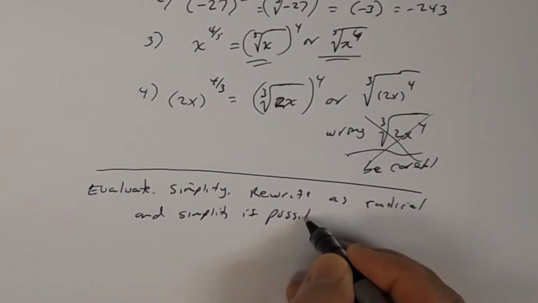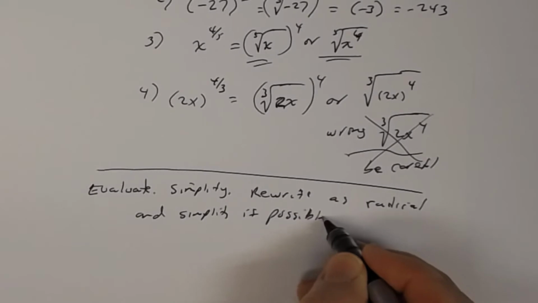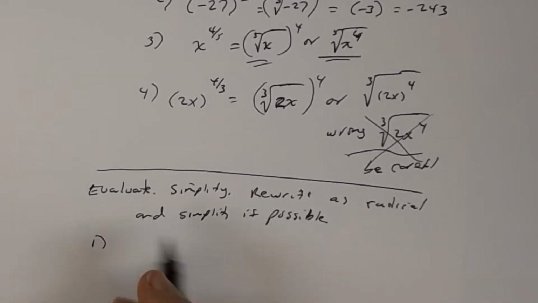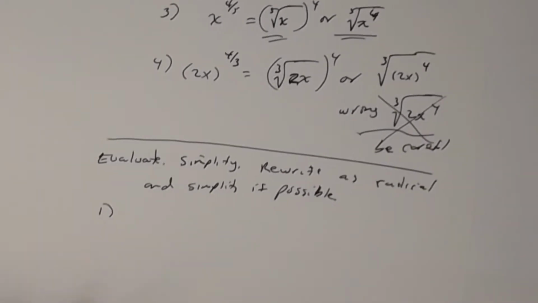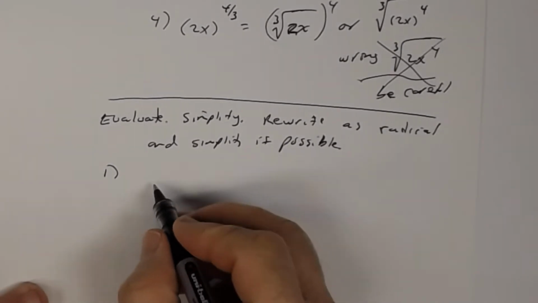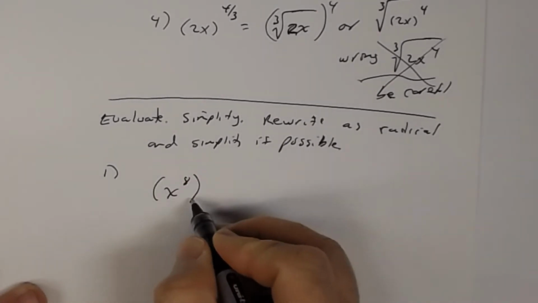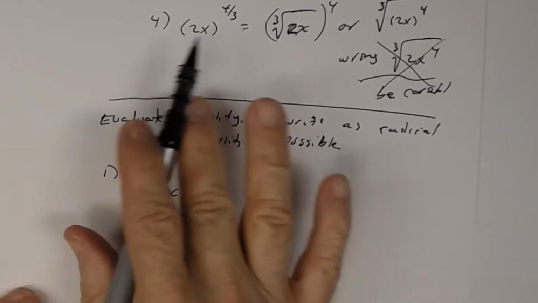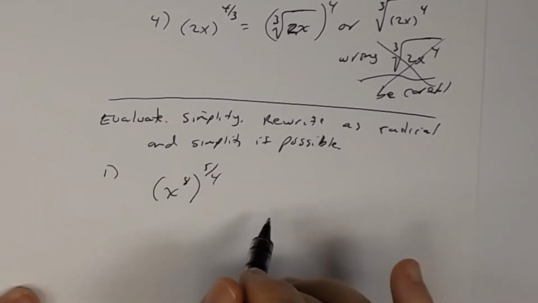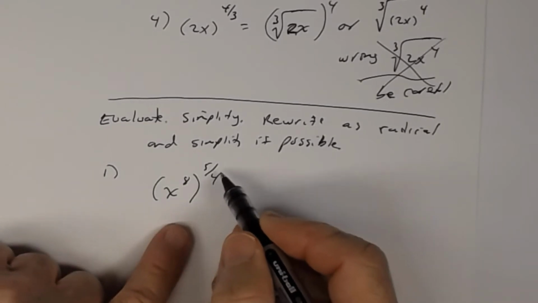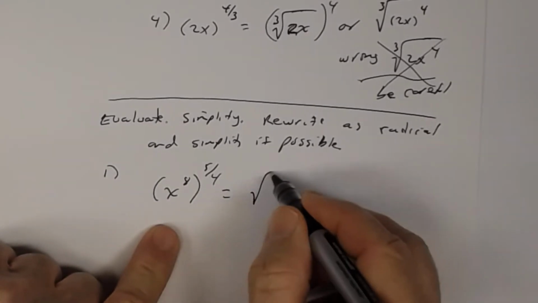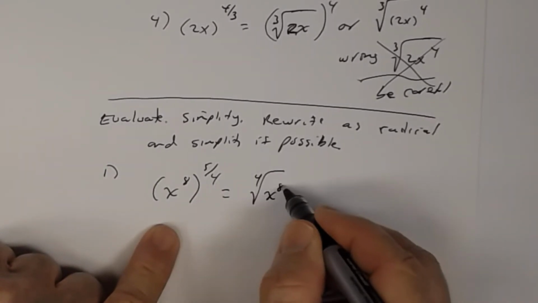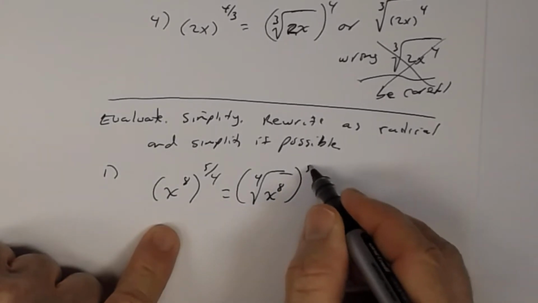All right, now simplify if possible. Okay, so look at number one. We'll write this number one since this is the new stuff. We have x to the eighth raised to the 5/4 power. Just like we did in the previous examples, the denominator is your index, so that becomes the fourth root of x to the eighth raised to the fifth power.